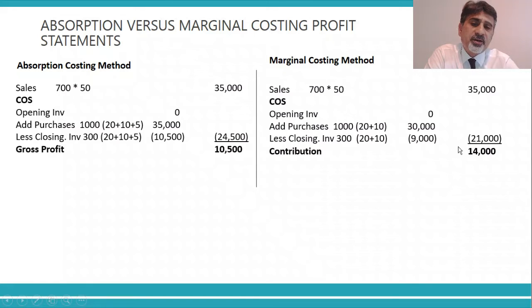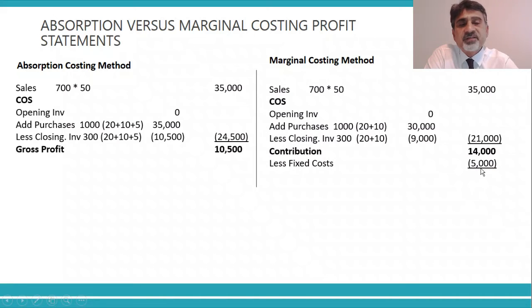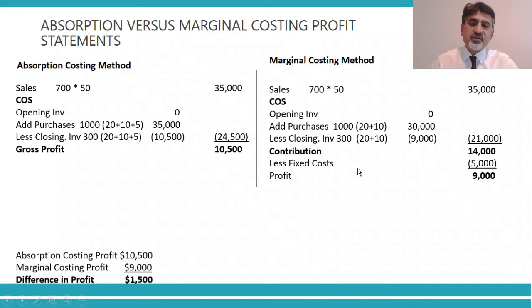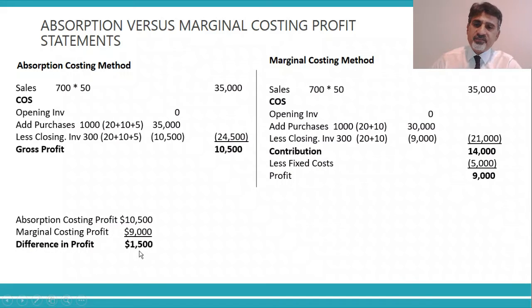And now fixed costs are remaining. Here we added this $5 inside. Here we did not add any fixed cost, because in marginal costing we subtract fixed cost in full. We say less fixed cost $5,000 because that was our total fixed cost. 2,000 depreciation, 2,000 was rent, 1,000 was insurance. So total $5,000 we subtract and we say our profit is $9,000. Now you see that profit under absorption costing was 10,500, profit under marginal costing is 9,000. So there is a difference in your profit of $1,500.